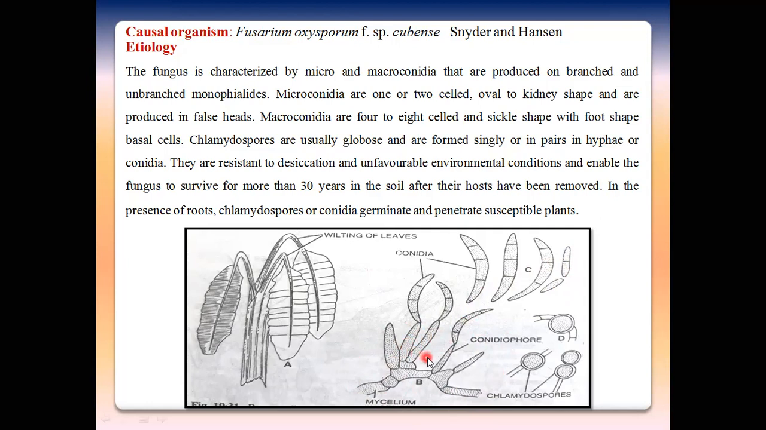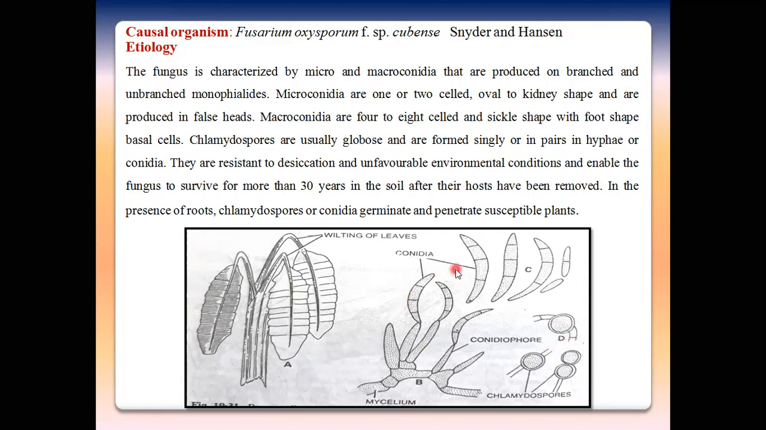Under unfavorable conditions, these mycelia develop the chlamydospores, and these chlamydospores produce singly or maybe in pair. Okay, so this is the resistant spores to desiccation and unfavorable environment conditions. And these chlamydospores survive for more than 30 years in soil after their host has been removed. Means in the absence of the host crop, this chlamydospore survives in soil more than 30 years.